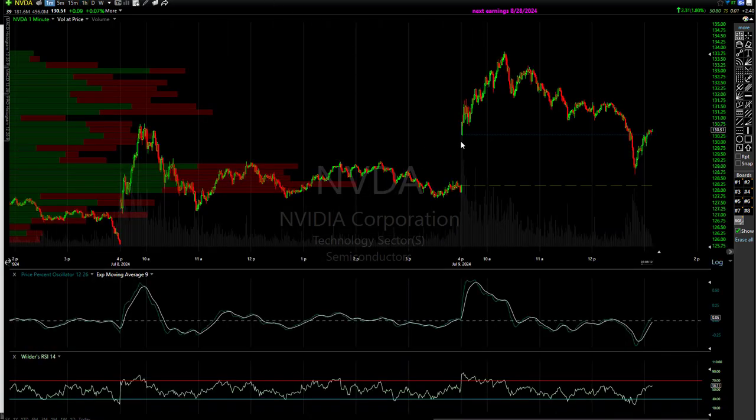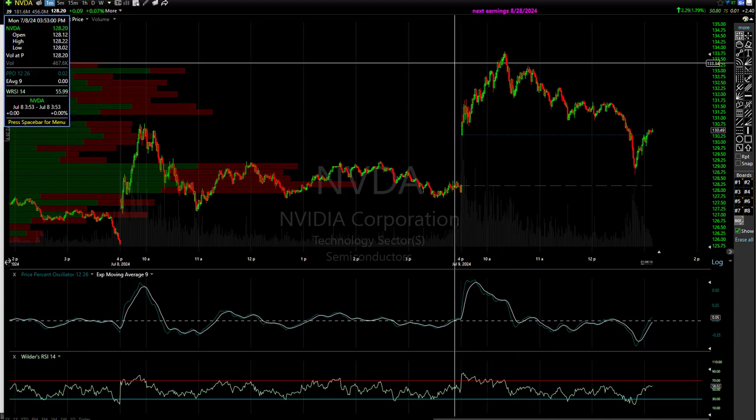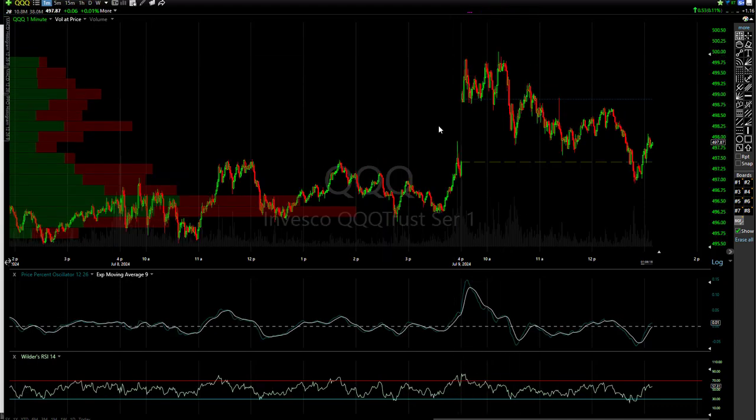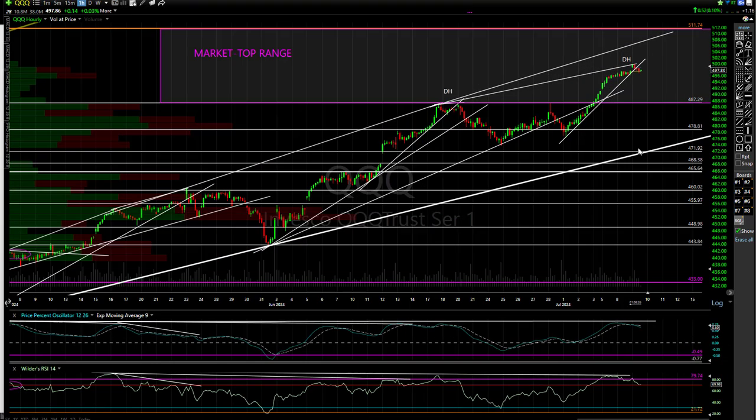This is no surprise. NVIDIA went up because QQQ went up. QQQ gapped up, NVIDIA gapped up, QQQ reversed, then QQQ broke the trend line. And the million-dollar question: where do we go from here?